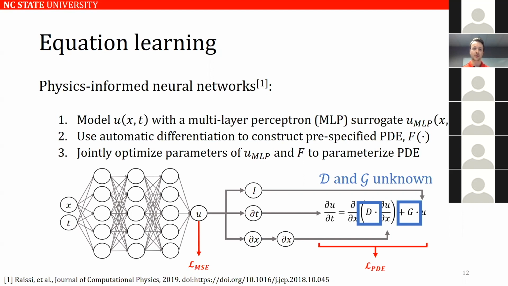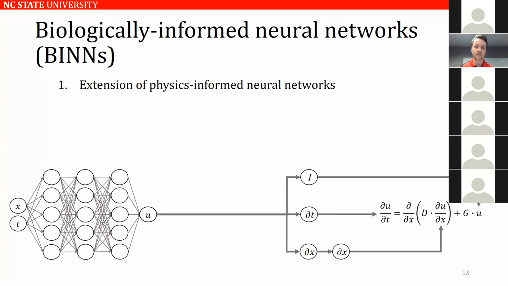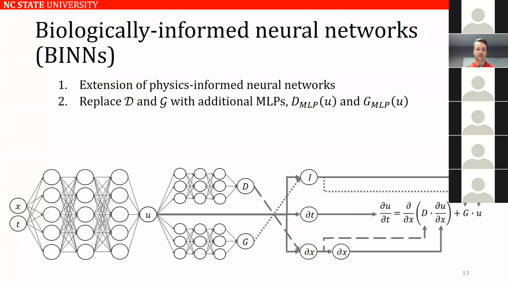So this is where our work comes in with biologically informed neural nets. So it's an extension of physics-informed neural networks. In the bottom here, this is the exact same picture from the last slide. You have your surrogate model U, and using automatic differentiation, you can piece together this partial differential equation. However, because D and G, the diffusivity and growth functions, are unknown, we replace them with neural networks. And in this case, we're just calling them D MLP and G MLP.